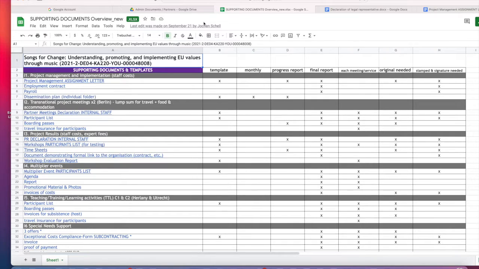Attached to this, of course, you also prove that this person is working for the organization, and the easiest is to attach the employment contract. You can see here, and the payroll shows how much that person basically earns per month, and which then shows that 2 days per week, for example, 2 days of work per week would absorb these 250 euros. So this is the project management assignment letter, a very easy way to prove the expenditure of the 250 euros management fees.